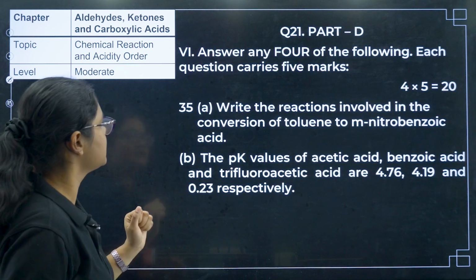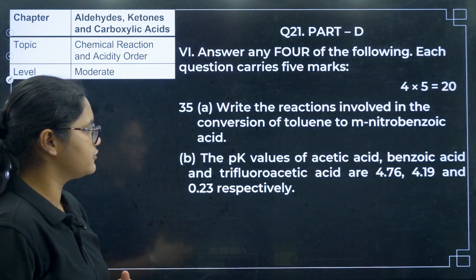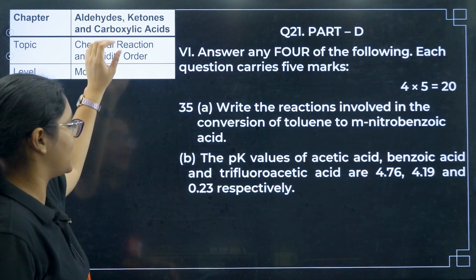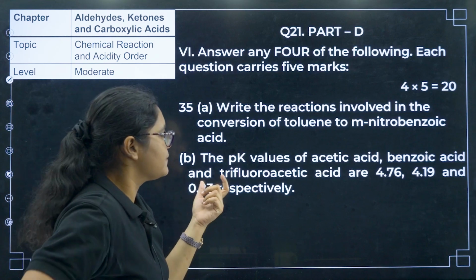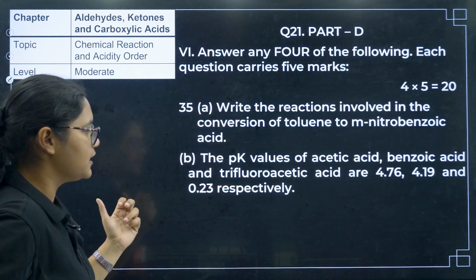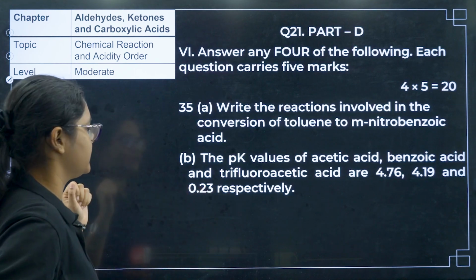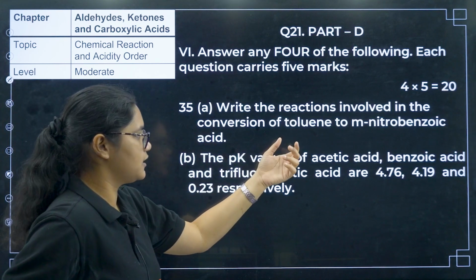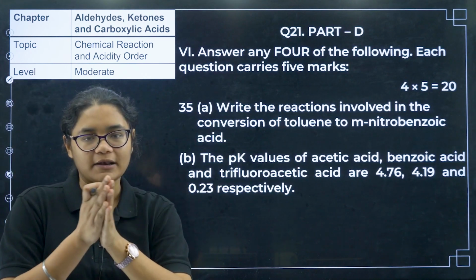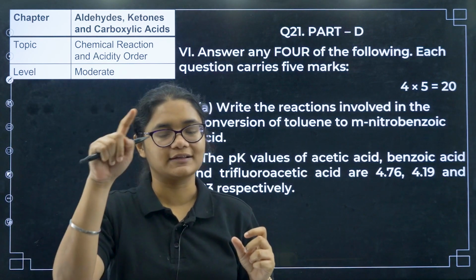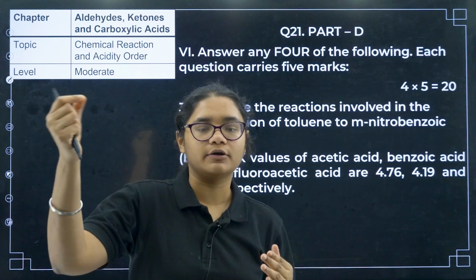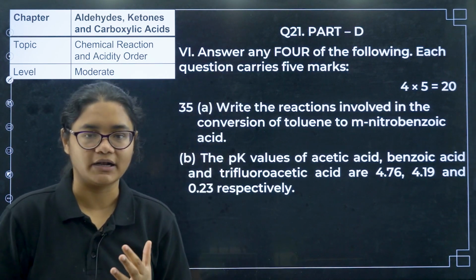The first question is: write the reactions involved in the conversion of toluene to meta-nitrobenzoic acid. So the first question is from aldehydes, ketones and carboxylic acids. The pKa values of acids are given and you have to arrange them, okay, in increasing or decreasing order of acidity. So first of all, write the reactions for the conversion of toluene to meta-nitrobenzoic acid. This is very simple. Toluene can be converted to benzoic acid, then the carboxyl group is a meta-directing, electron withdrawing group. So you can introduce NO2, it will go to the meta position.